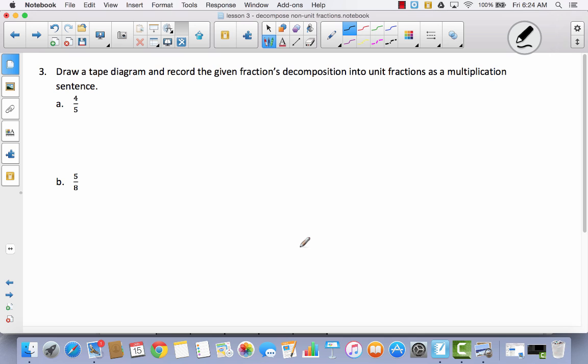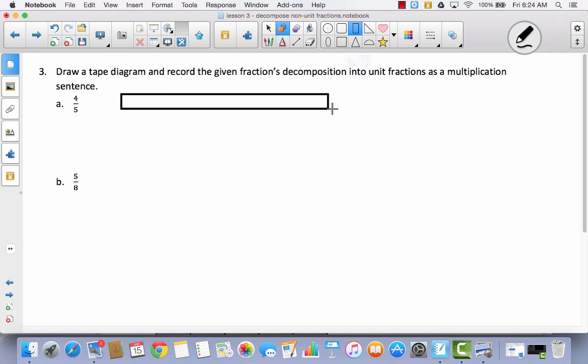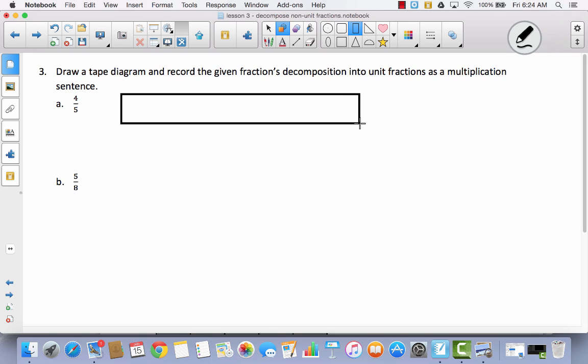It says draw a tape diagram and record the given fraction's decomposition into unit fractions as a multiplication sentence. So this time we're basically going to do what we did on the front, except we have to draw our own tape diagram, and we don't have to write it as a decomposition of unit fractions. We can just write the multiplication sentence. So that's going to save our hands from spending so much time writing.